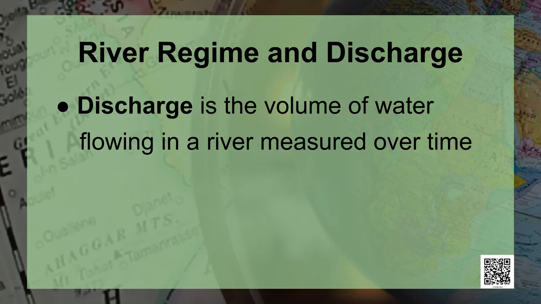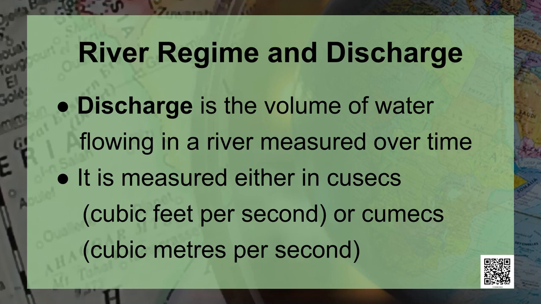The rivers of South India do not originate from glaciers and their flow pattern fluctuates. The flow increases considerably during monsoon rains and decreases otherwise. Thus, the regime of the rivers of South India is controlled by rainfall, which also varies from one part of the peninsular plateau to the other. Another term is discharge. The discharge is the volume of water flowing in a river measured over time. It is measured either in cusecs, that is cubic feet per second, or cumecs, that is cubic meters per second.